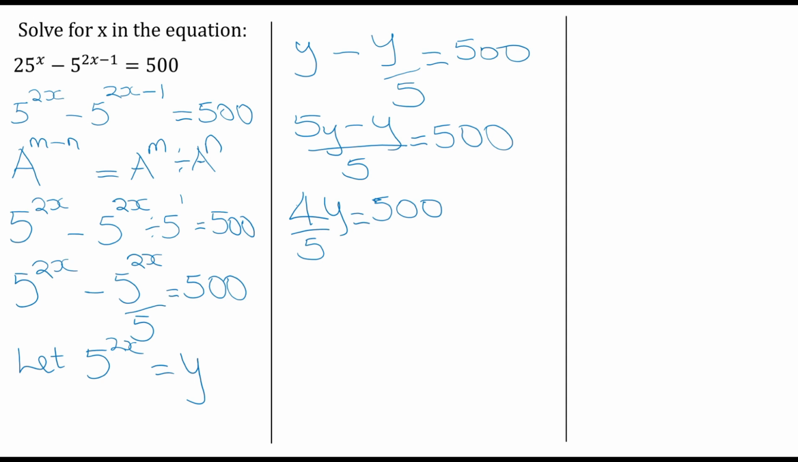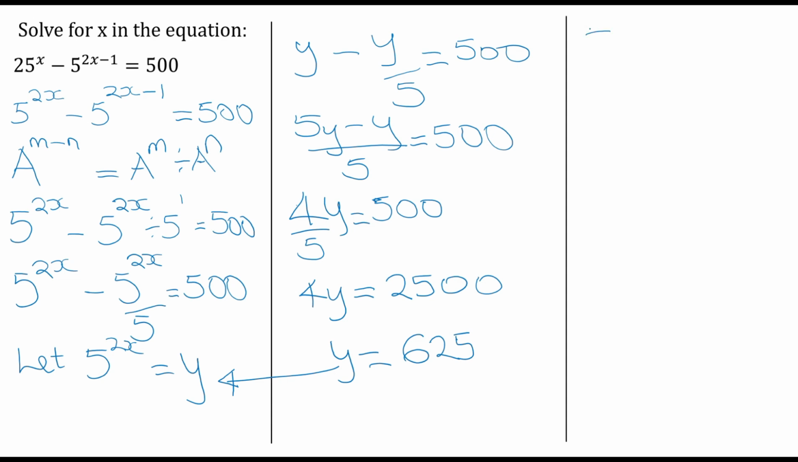Eliminate the 5 by multiplying both sides by 5. So you have on the left hand side 4y is equal to 2500. Divide both sides by 4. You have y is equal to 625. But remember, y is this value.